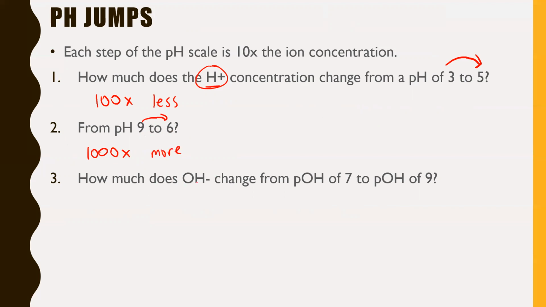What about how much the OH concentration changes from a pOH of 7 to a pOH of 9? So this time around, we're dealing with a pOH. Since it's going from 7 to 9, that actually means our hydroxide is getting weaker. The difference between 7 and 9, of course, is 2. So it's going to be 100 times, because there are 2 zeros. And it's getting less, the power of hydrogen is actually getting less. I know how backwards that always sounds, but it is what it is. So it'll be 100 times less is what I'm getting at.